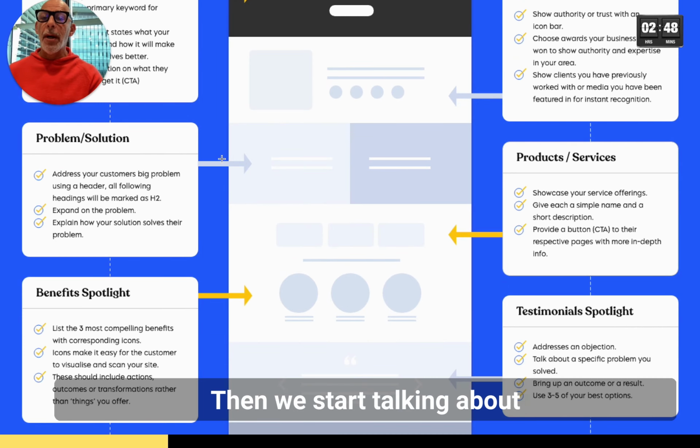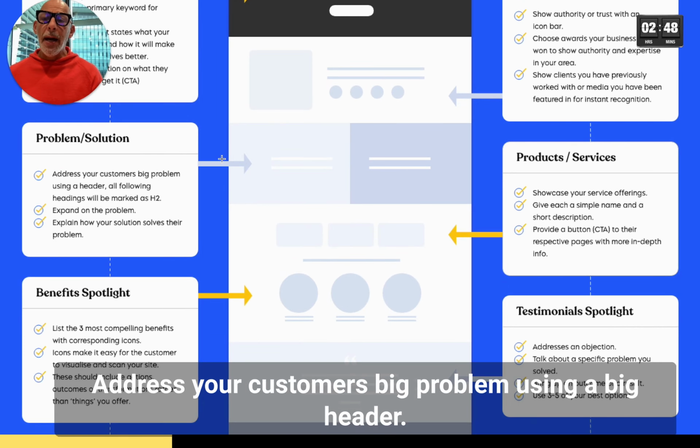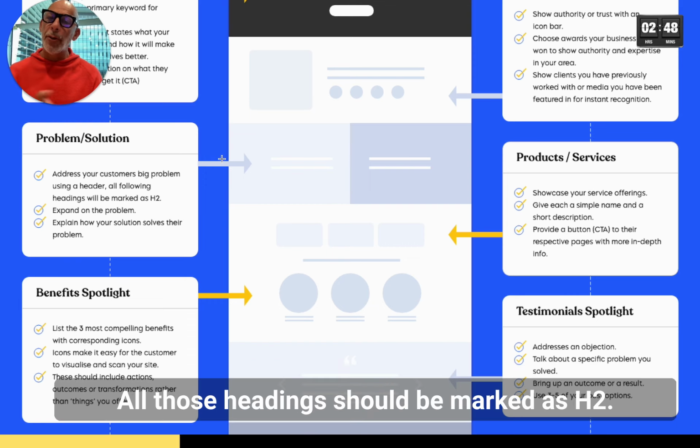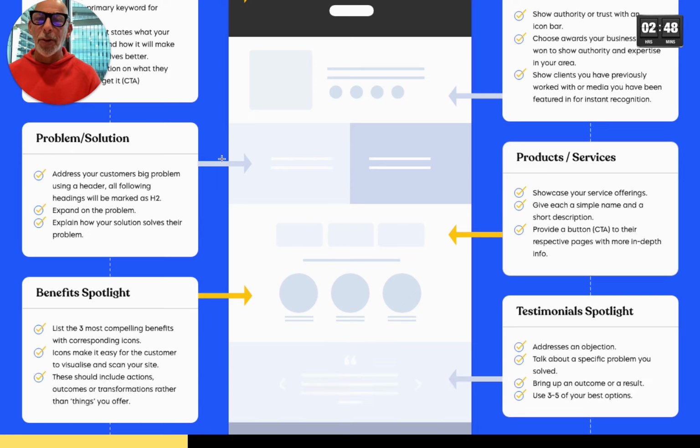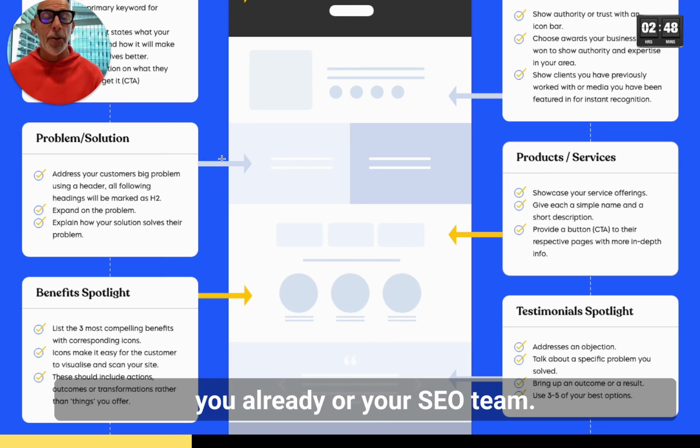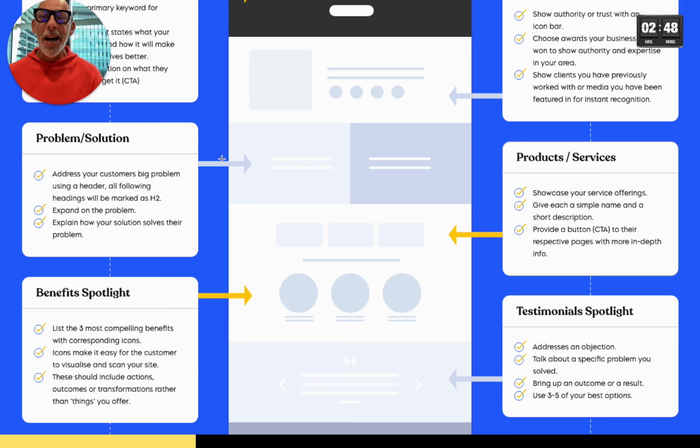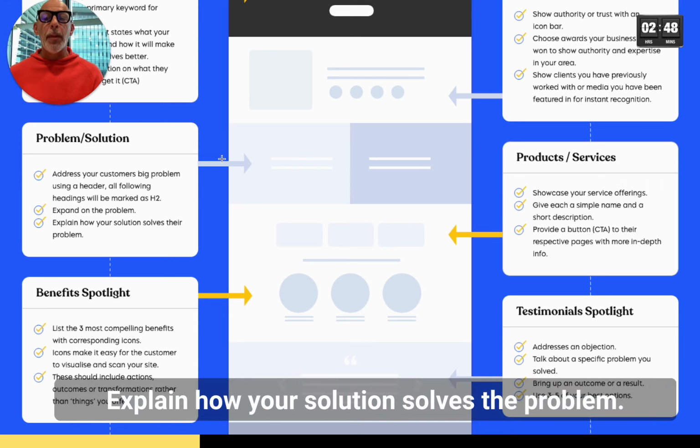Then we start talking about the problem and the solution. Address your customer's big problem using a big header. All those headings should be marked as H2. Speak to your webmaster if I've lost you already, or your SEO team, or speak to us. Expand on the problem, explain how your solution solves the problem.